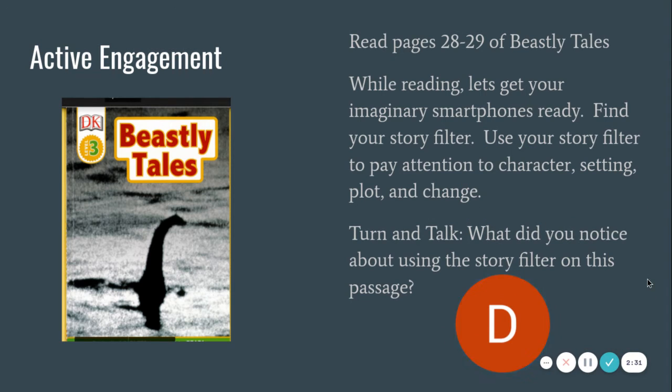So today we're going to be looking back at pages 28 to 29 of our Beastly Tales. While we read this, we're going to use our imaginary smartphones. We're going to find our story filter this time. You're going to use your story filter to pay attention to the character, the setting, the plot, and any changes you see happening. Okay? Let's look at the story.